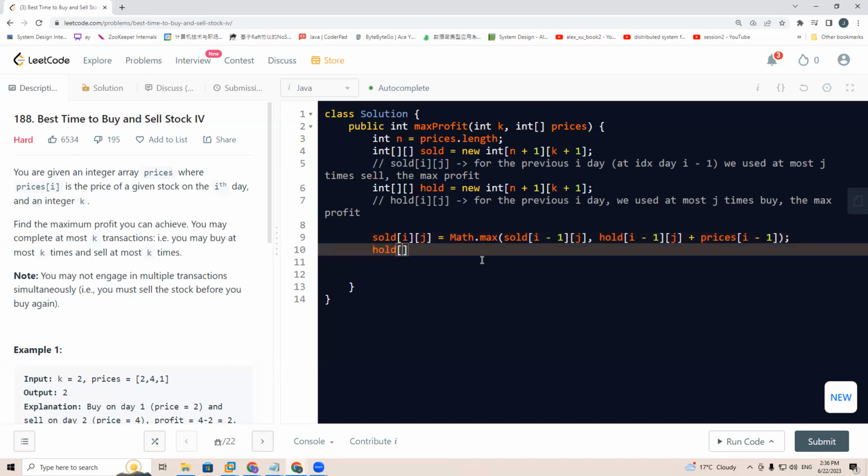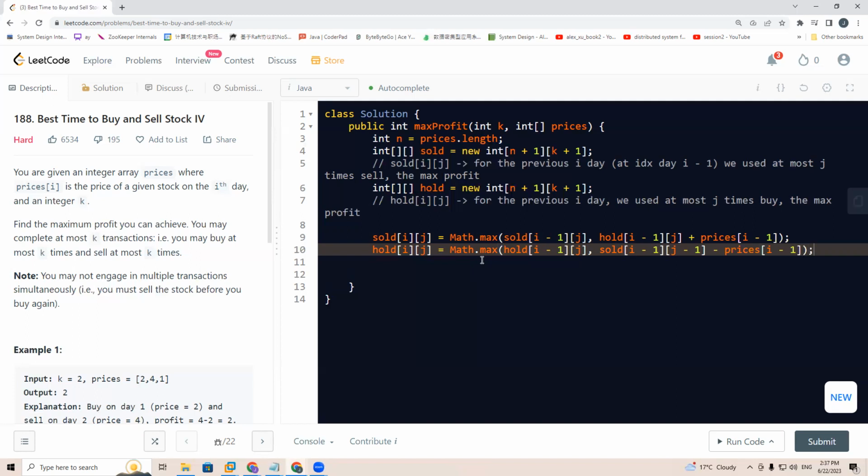So this is the sold transition function, and also the hold transition function is the max of: the same status, nothing happens today, hold[i minus 1][j], and for sold, I need the previous days, where the times to buy is one time less, sold[i minus 1][j minus 1], then minus prices[i minus 1]. So this will be the transition function.